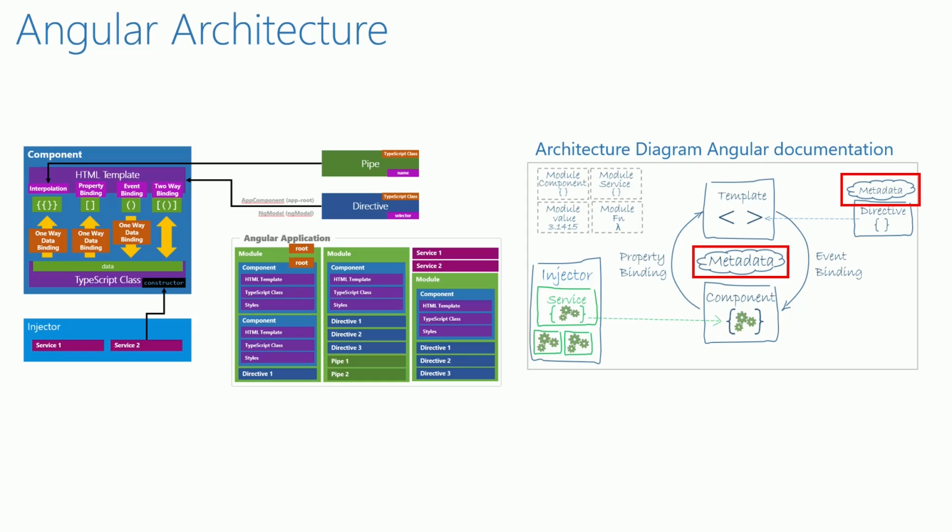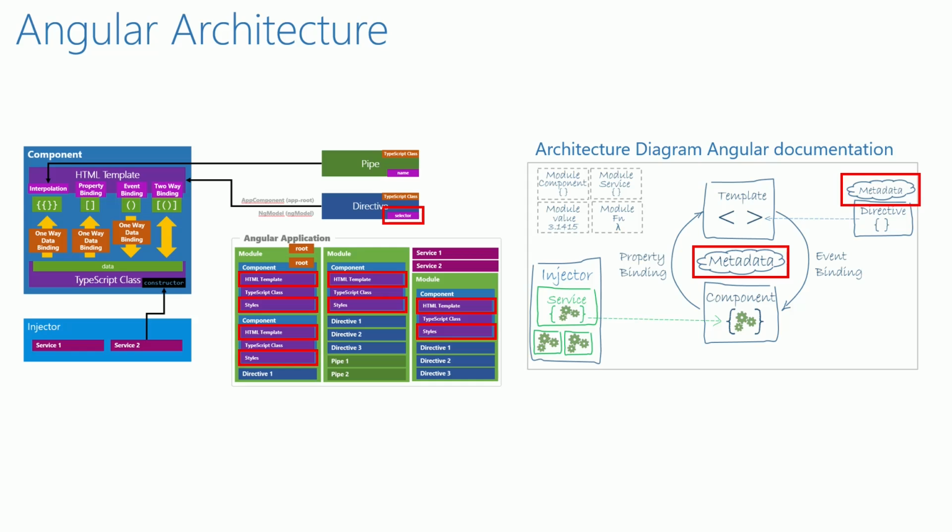The metadata of a directive is its selector, which is represented over here. The metadata of a component is its selector, HTML template, and style. The HTML template and style of a component are represented in the diagram, but selector is not represented, which we can include now.